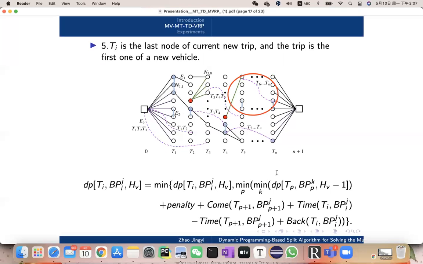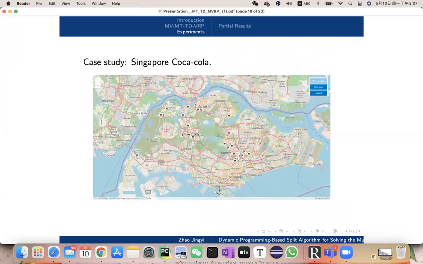So then we can test on the database. Because this is a new problem, the time-dependent multi-trip problem, we give the benchmark. We generate new data based on real-world data from the Singapore Coca-Cola company. They provide the real-world data, and we show it in the real-world trip map.